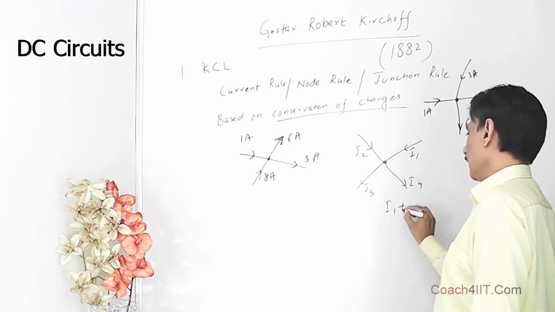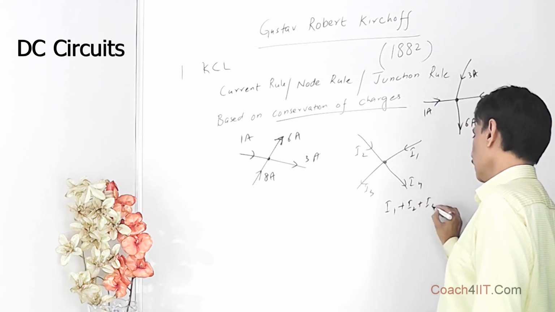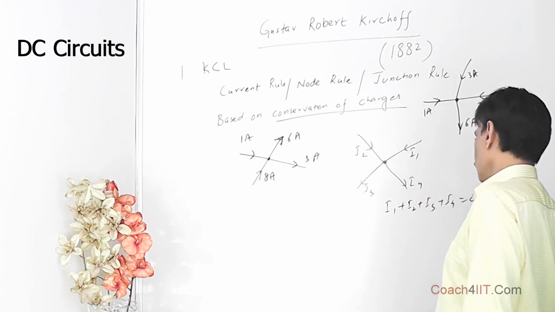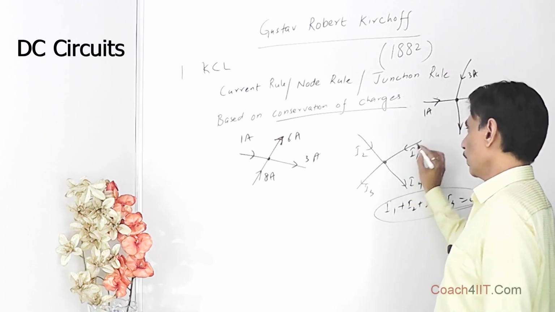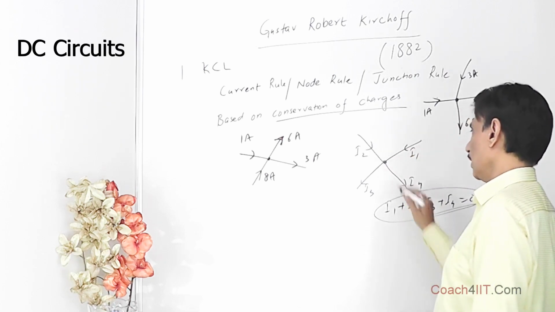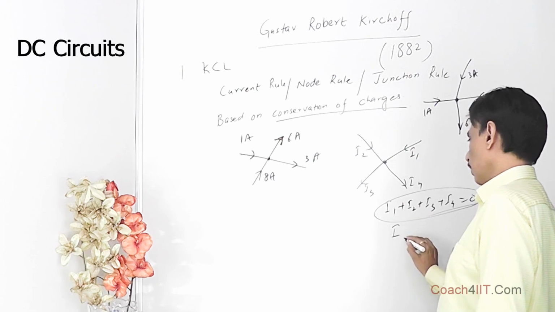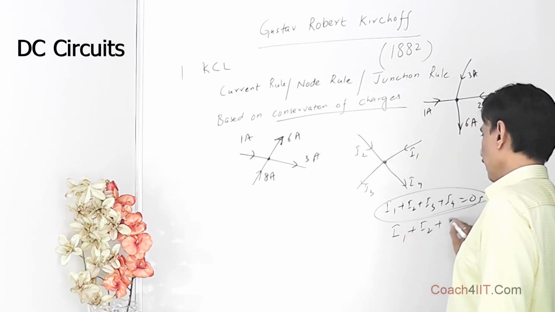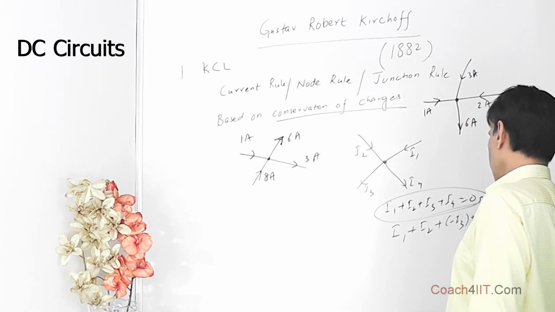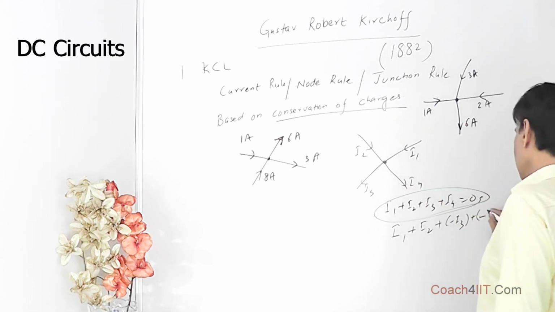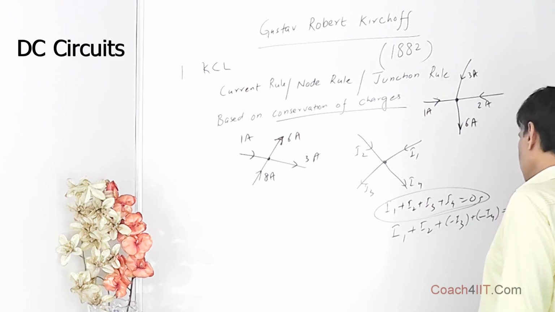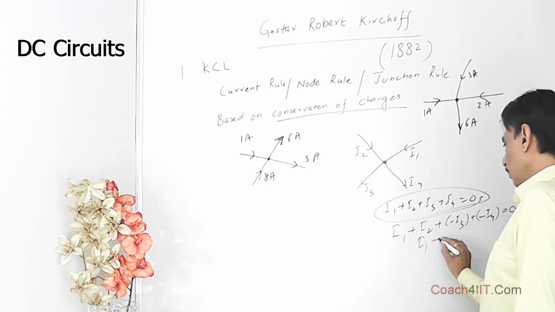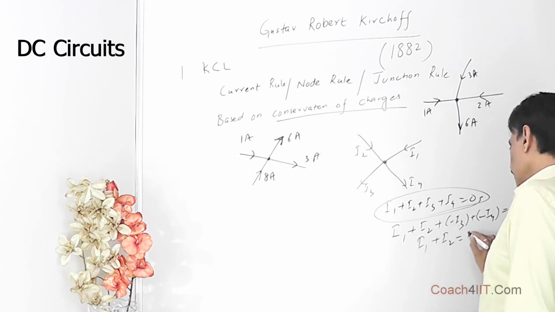Then it means I1 plus I2 plus I3 plus I4 is equal to 0. If we take currents towards the junction as positive and away from it as negative, it takes the form I1 plus I2 plus minus I3 plus minus I4, as I3 and I4 are going away from the junction. So once again, our common sense: I1 plus I2 is equal to I3 plus I4.